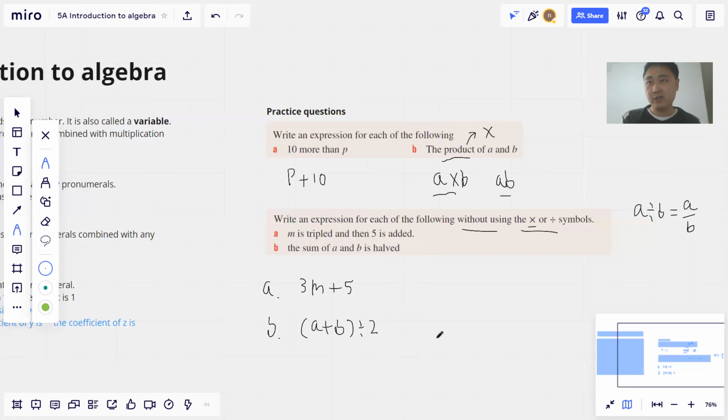But can we write this? We cannot, because we do not write the division symbol. So what can we do? We can use something like this. We just write A plus B first, and then for the divide, we use the fraction sign. So that's how we do it.